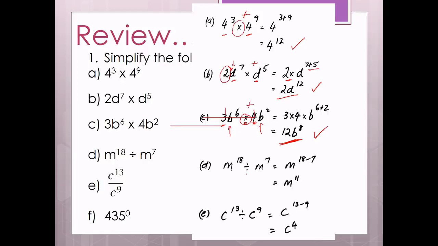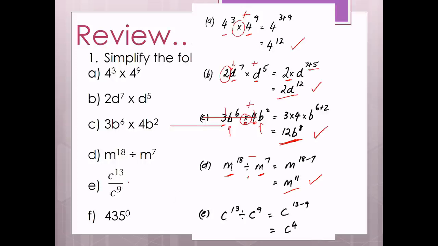What about part D? Part D now has a divide by sign in it. Well, again, we look at the bases, they're the same, but now we're dividing. So the division index law last week said that we subtract the powers. So I'm going to go 18 minus 7, and that gives me 11. So m to the power of 11 for part D.